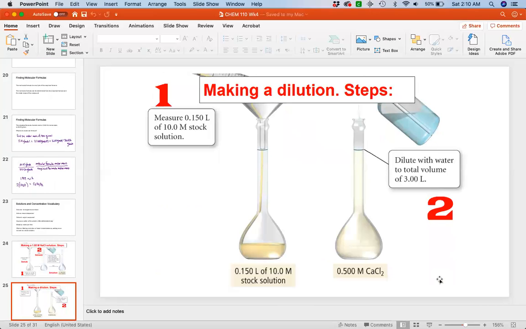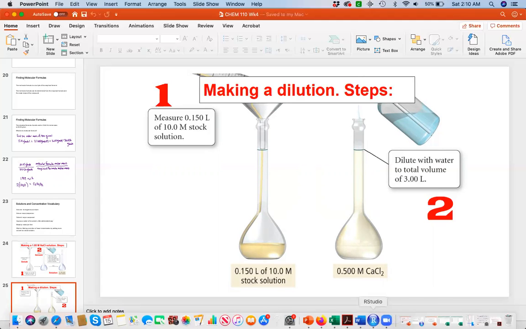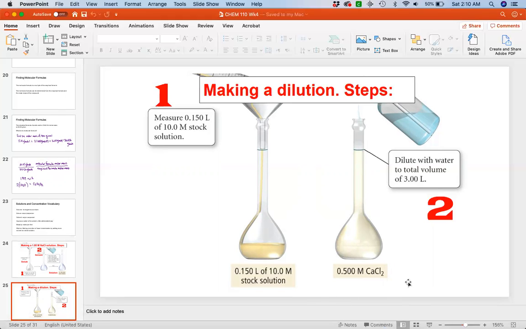The other way to make a dilution is where we actually have a stock solution. So we're adding the amount of our stock solution. Notice there's a volume and there's a concentration. And then to that volume and concentration, we're adding water. We're diluting to a total volume, in this case of 3 liters. And that's going to give us a solution of 0.5 molar calcium chloride. So we can use our dilution equation of M1V1 equals M2V2, or C1V1 equals C2V2, to be able to figure out what the final concentration is.